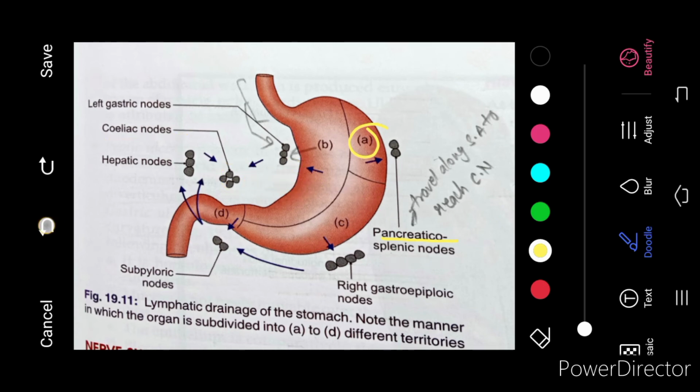Now let's talk about area B. So the lymph from area B drains into the left gastric nodes which lies along the left gastric artery. These nodes also drain abdominal part of the esophagus and from the left gastric nodes the lymph finally drains into celiac nodes.